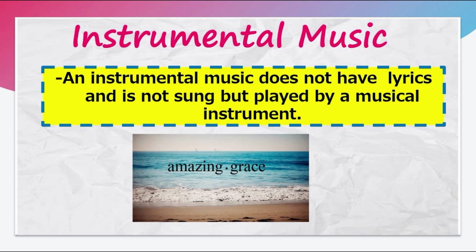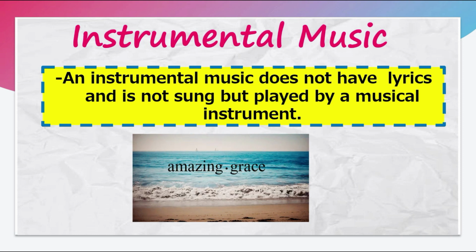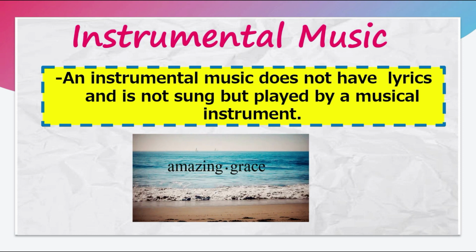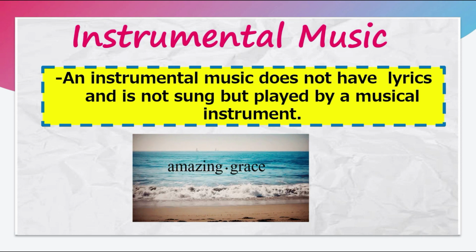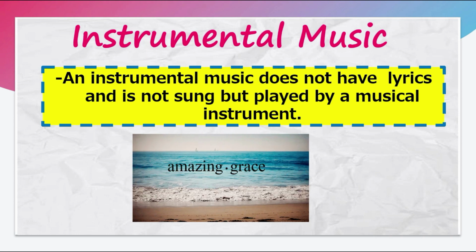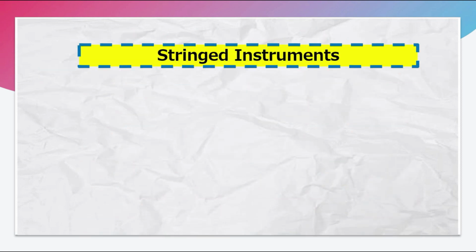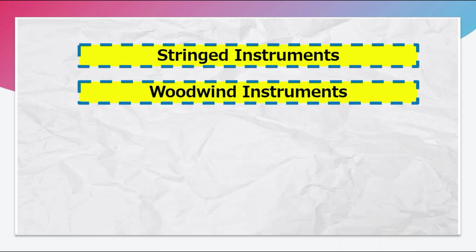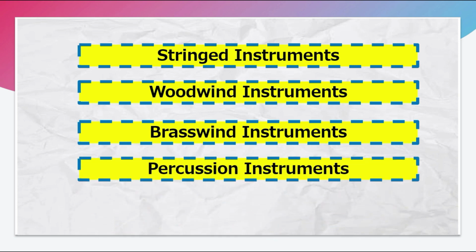Now that we know what is the meaning of instrumental music, let us now proceed to the musical instruments. Musical instruments fall into four types according to how they produce sounds. So we have here the following. First is the stringed instrument. Second is the woodwind instruments. Third, brass wind instruments. And then last is the percussion instrument.